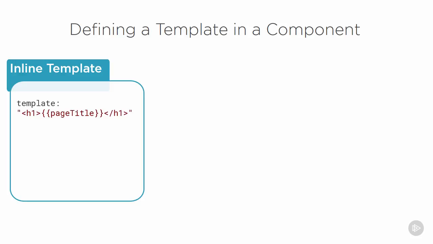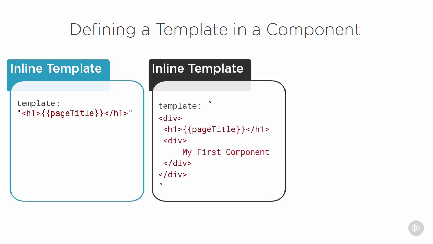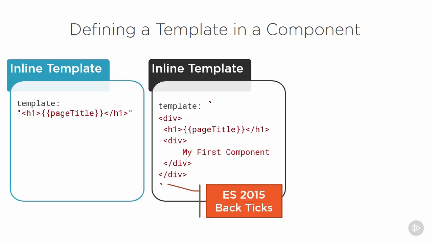Or we can define an inline template with a multi-line string by enclosing the HTML in ES 2015 backticks. The backticks allow composing a string over several lines, making the HTML more readable. We used this technique to build our template in the last module.